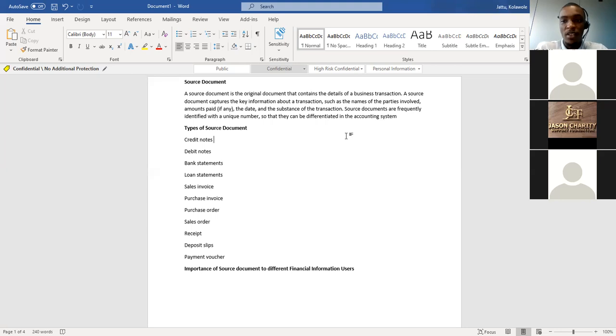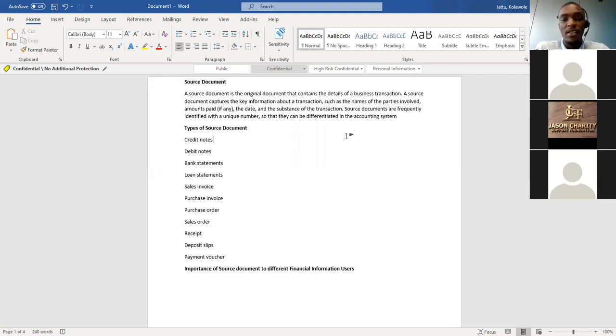So the difference between debit note and credit note is that a credit note is issued when goods are returned by the buyer to the seller, while a debit note is usually issued by the seller itself as a reminder to a debtor. So the next one we have is bank statement.